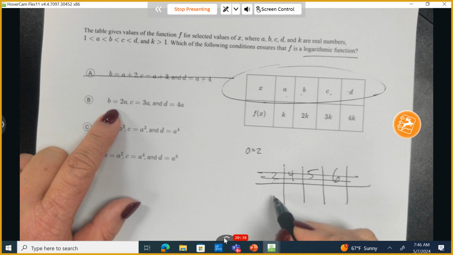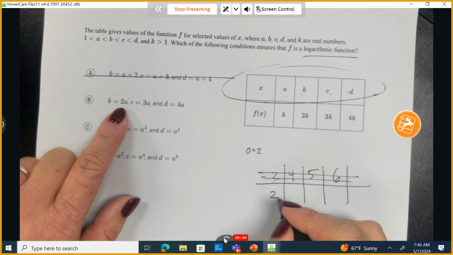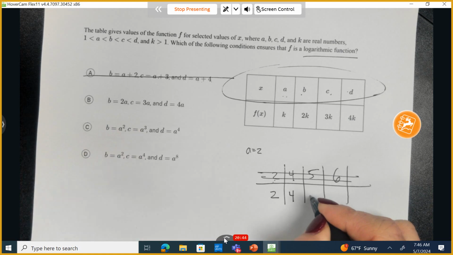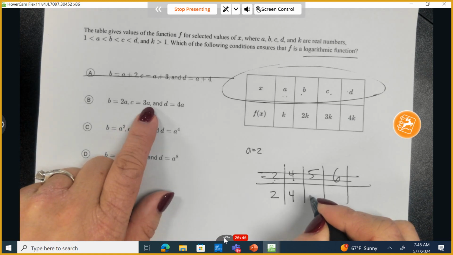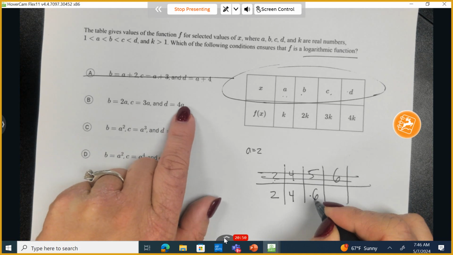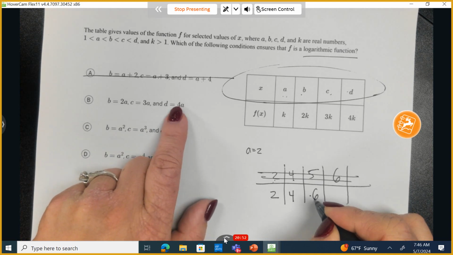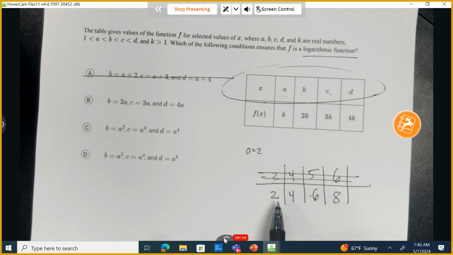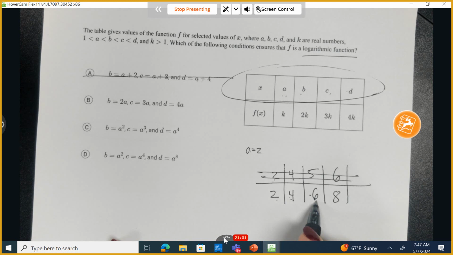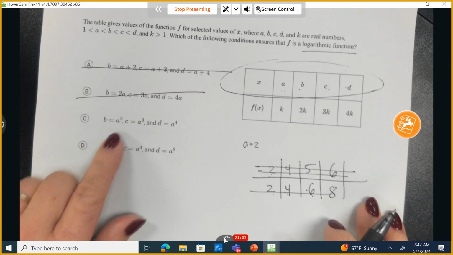So I'm going to cross this out. I'm going to start with 2. Now b is 2 times a, so 2 times 2 is 4. And c is 3 times 2, which is 6. And d is 4 times 2, which is 8. Am I consistently multiplying by 2? Nope, because 2 times 2 is 4, but 4 times 2 is not 6. Cross it out. Let's try the next one.